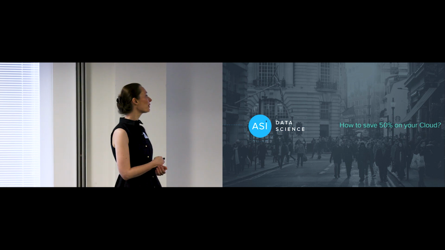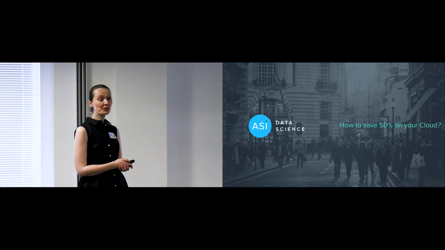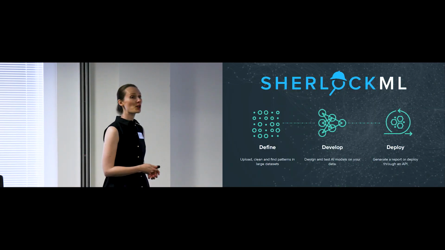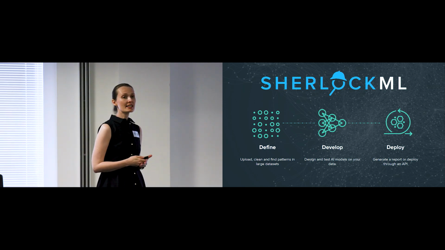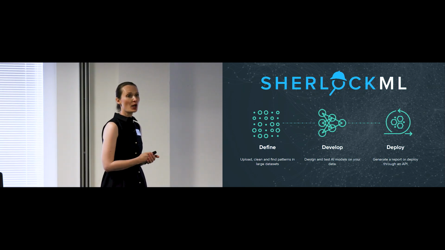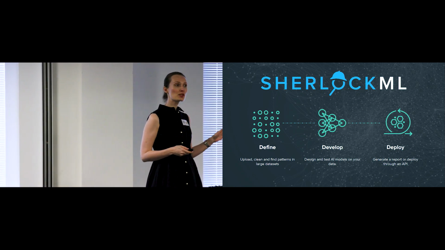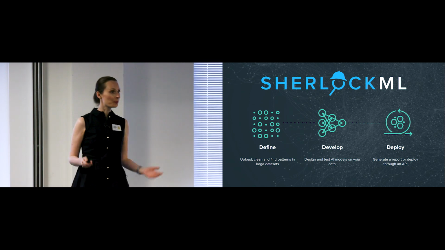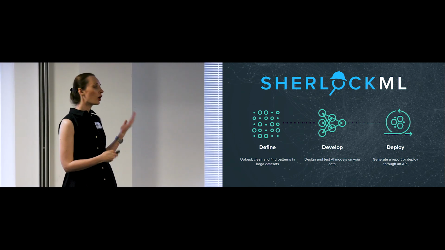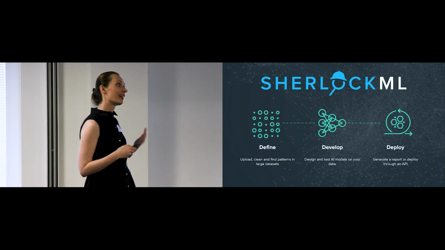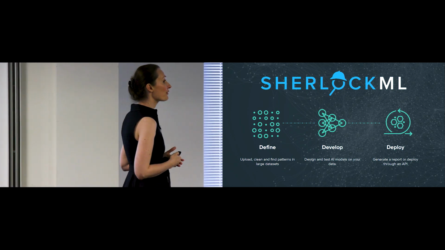Oh great, so now I'm going to tell you how to save up to 50% on clouds. As you already know, at ASI we have the Sherlock platform, which is the best platform for data science work, and all the fellows use this platform to produce their results. Sherlock has been built on cloud, and cloud services can be very expensive.